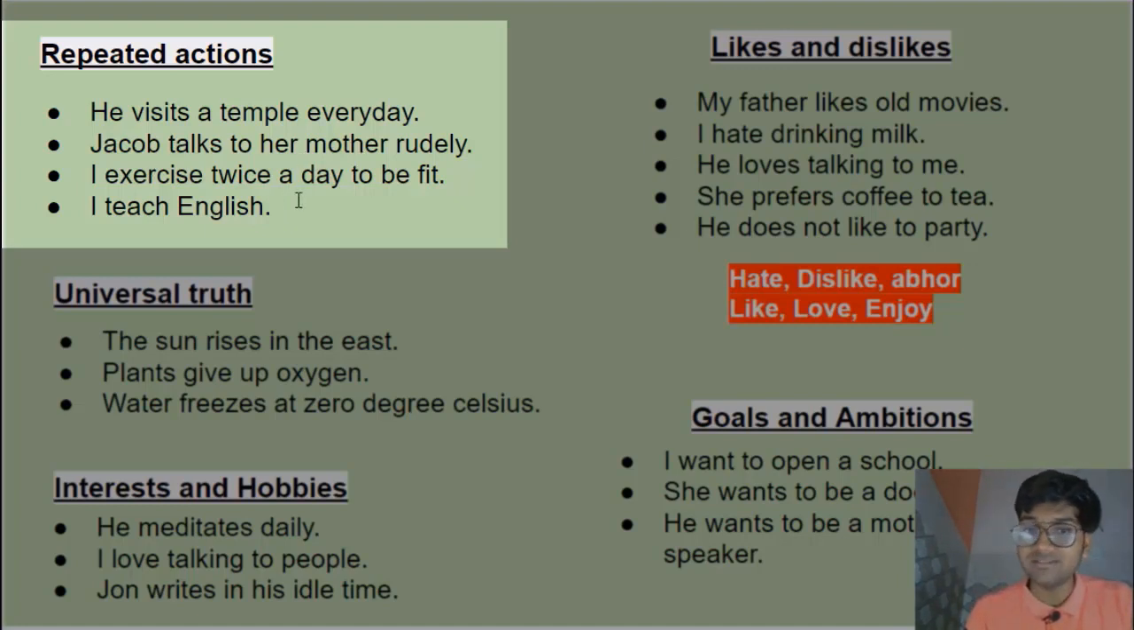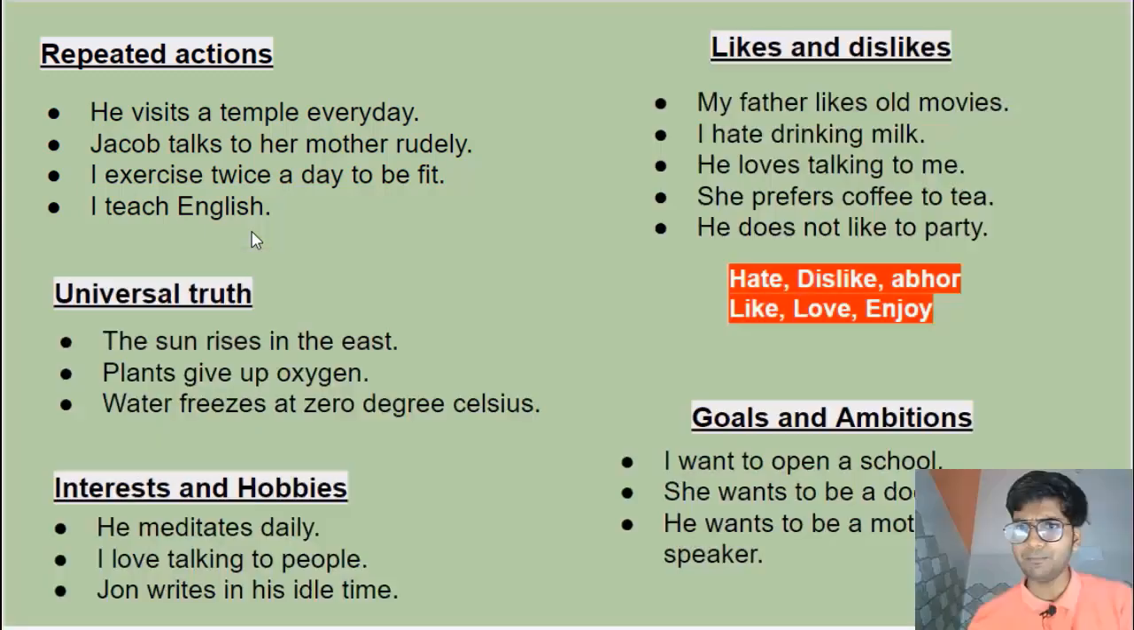I exercise twice a day to be fit. I do something. What is that? Exercise. I exercise. I do an action twice a day. What is the frequency? Twice a day to be fit. I teach English, right? So all these sentences are talking about things that the speaker repeatedly does. Okay, point number one. All the things that you repeatedly do use present indefinite tense.